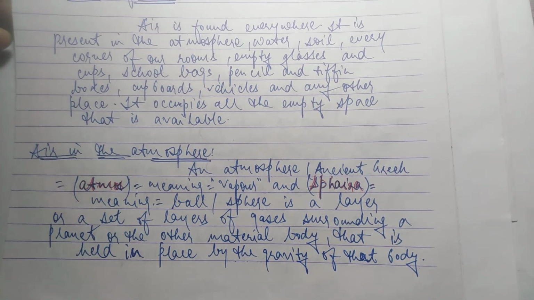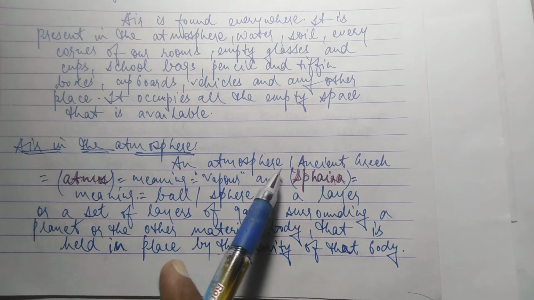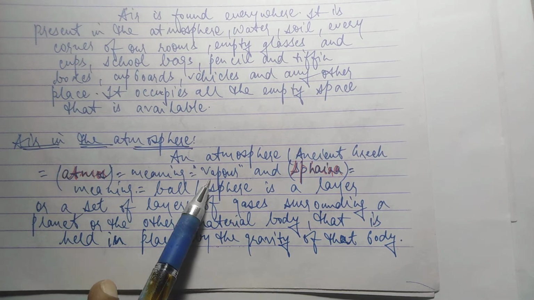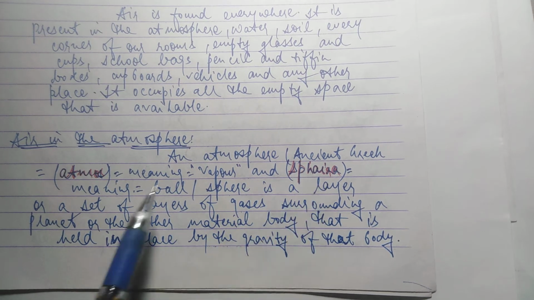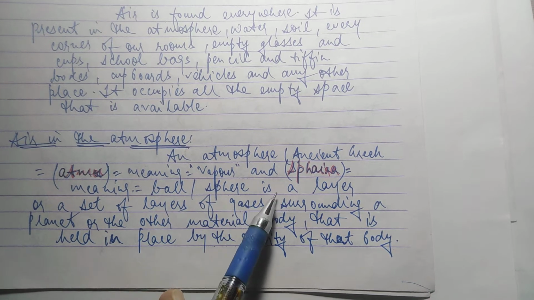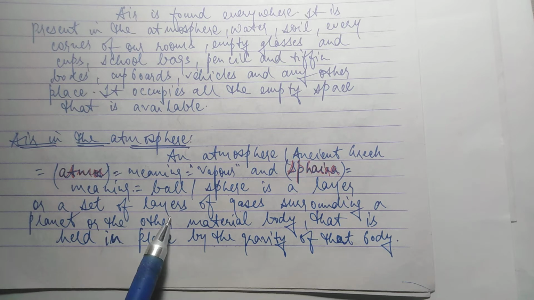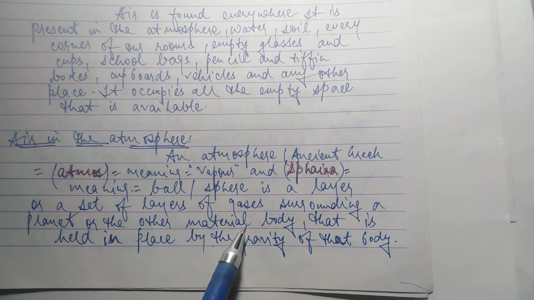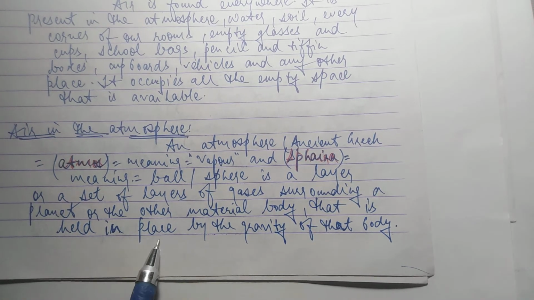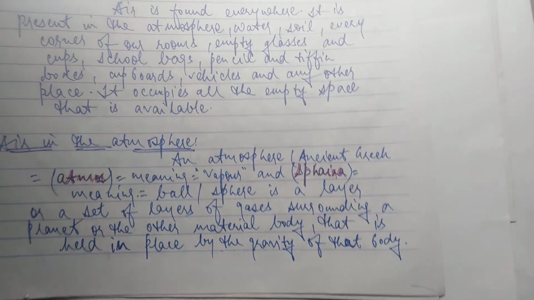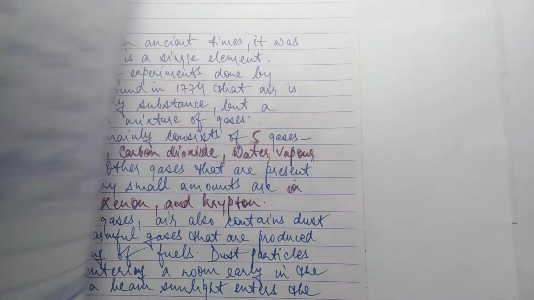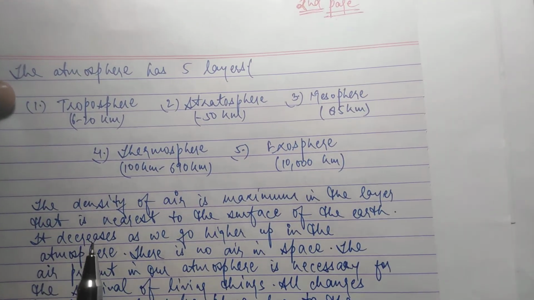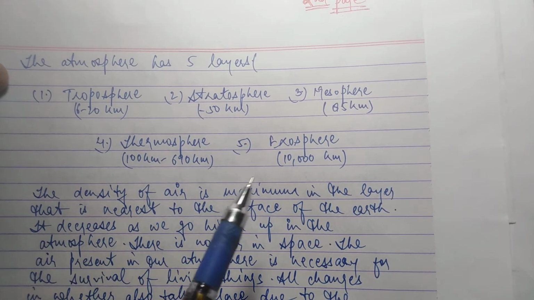Now air in the atmosphere. An atmosphere, in ancient Greek it is called atmos, meaning vapor, and sphaira, meaning ball or sphere, is a layer or a set of layers of gases surrounding a planet or other material body, that is held in place by the gravity of that body. The atmosphere has 5 layers.